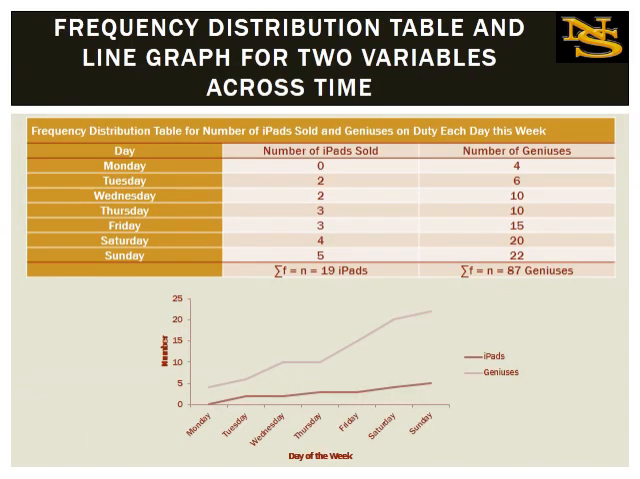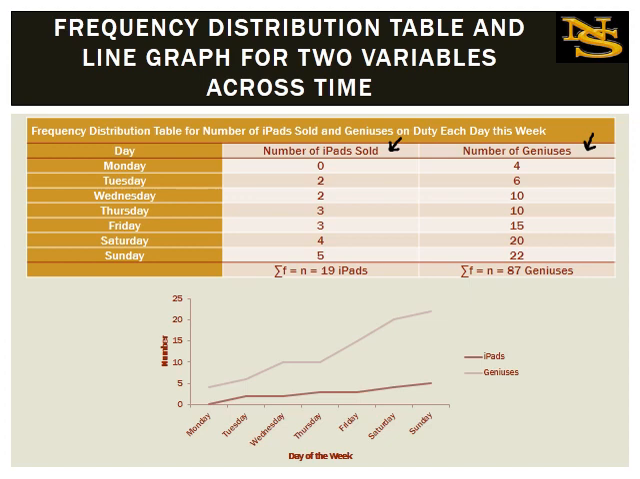So now let's shift our focus to a situation where you've collected data on two variables across time. So here you'll see not only are we looking at the number of iPads sold over the course of the week, but we're also looking at the number of geniuses on duty each day of the week. So maybe the manager at the Apple Store wants to see if having more geniuses is related to selling more iPads over the course of the week. Or maybe the manager wants to see if they are staffing enough geniuses to keep up with the demand for customers who need help setting up their new iPads.